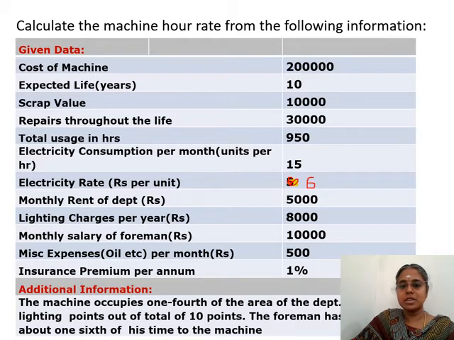Because the rate is revised, you can take it as 6. Monthly rent, lighting charges per year is 8,000. Monthly salary of foreman 10,000. Miscellaneous expenses like oil and other things per month is rupees 500. Insurance premium per annum is 1%.